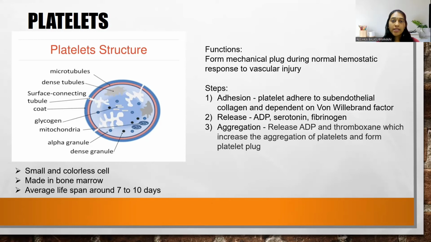The major function of platelets is to form a mechanical plug during the normal hemostatic response to vascular injury. There are 3 main steps. The first step is adhesion. Platelets adhere to subendothelial collagen and are dependent on von Willebrand factor. The next step is release of ADP, serotonin, and fibrinogen. And the third step is aggregation, which releases ADP and thrombosin, which increase the aggregation of platelets and form platelet plug layers.